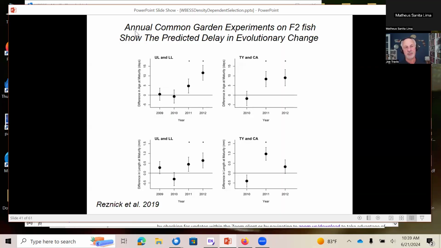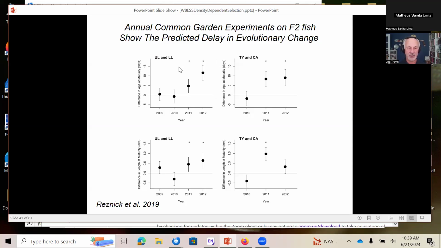And here are the results. The annual common garden experiments on F2 fish, that is, we brought the juveniles back, raised them to adulthood, raised their offspring, and then measured the next generation, the grand offspring, the F2 fish. They show the predicted delay in evolutionary change.